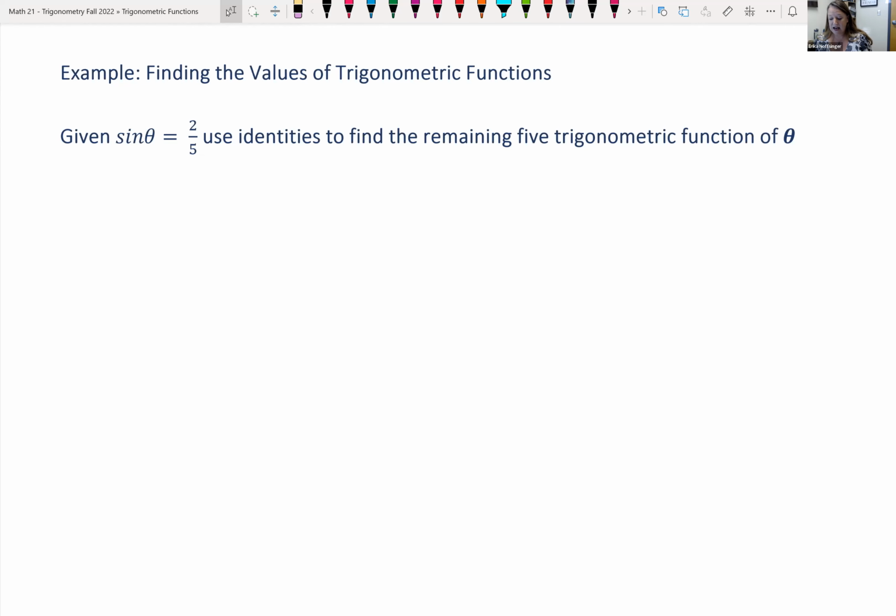So this next example, we are given one of our trigonometric functions. We're given here that sine theta is equal to 2/5. And we're going to use the identities to find the remaining 5 trigonometric functions. So sine theta equals 2/5.